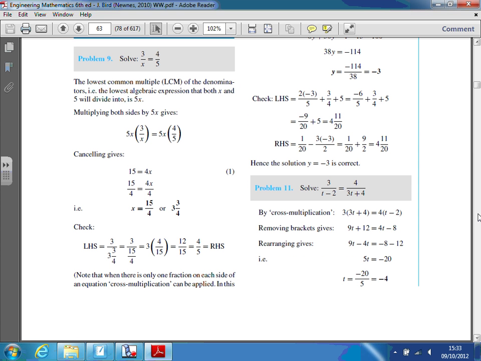I'll leave you for a period of time now, and then we'll stop and have a look at a few together that have caused problems. So that chapter and those exercises.